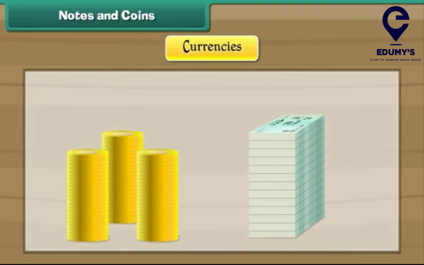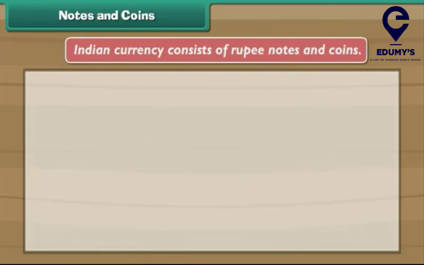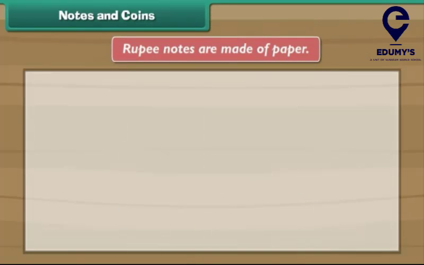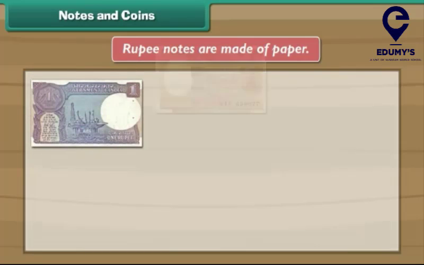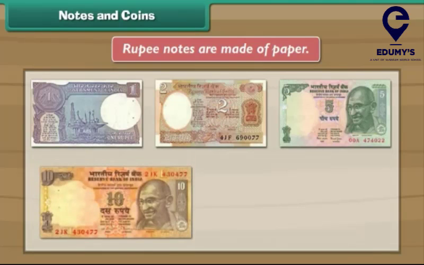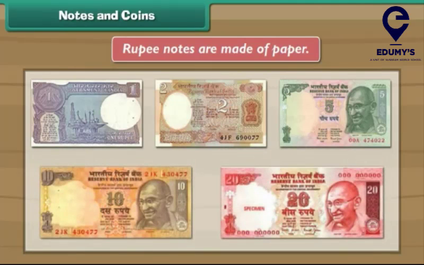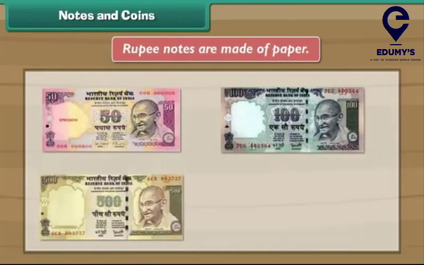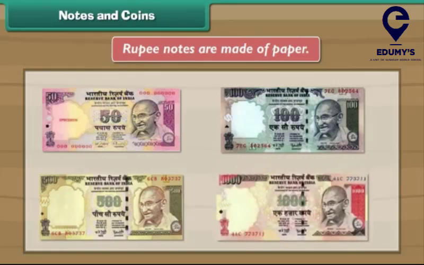Currency is the money used in a country. Indian currency consists of rupee notes and coins. They are of different values. Rupee notes are made of paper. There are 1, 2, 5, 10, 20, 50, 100, 500 and 1000 rupee notes.